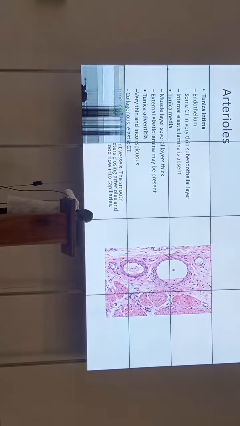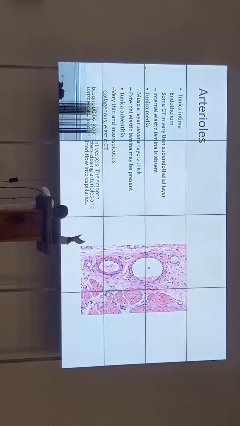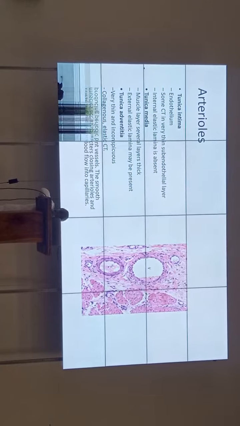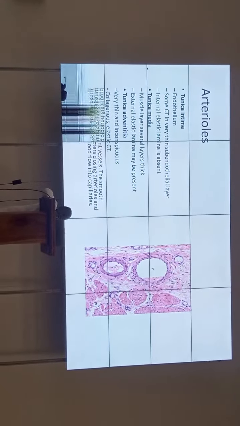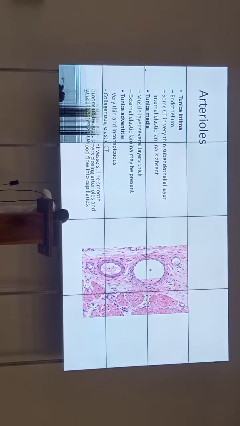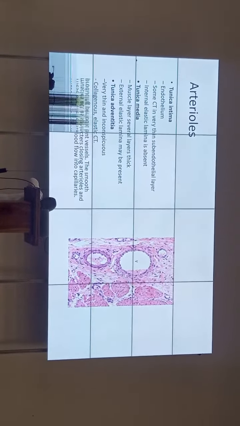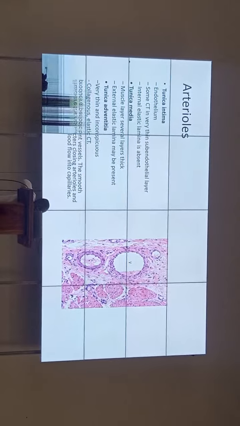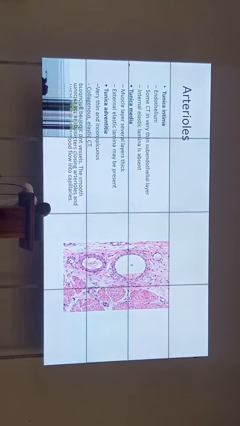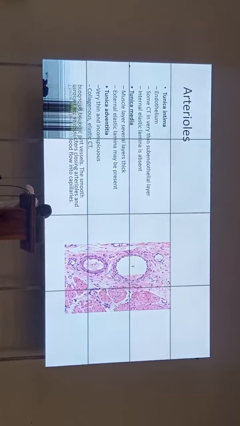Arterioles. When we talk about arterioles, remember that as we move away from large arteries, the lumen is getting smaller. What about the thickness of the walls? It's also reducing, isn't it? Therefore, arterioles will have a tunica intima, which has an endothelium and a thin subendothelial layer, but it will not have an internal elastic lamina.